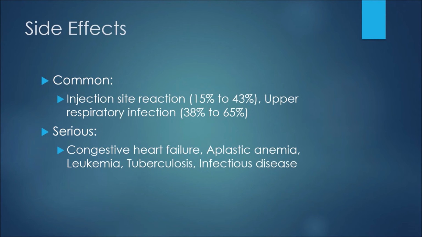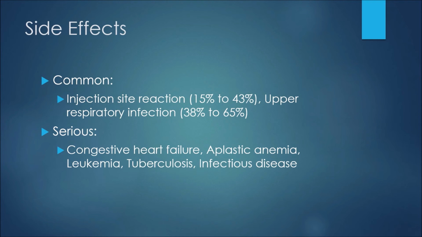As with all medications, there are some side effects or adverse reactions that patients may experience while using Etanercept, so we'll go over some of those here now. Some patients may experience an injection site reaction. Depending on the dosing and what you're using it for, you may see this reaction happen 15 to 43% of the time. As well, some patients may experience an upper respiratory infection. This can happen in 38 to 65% of patients.